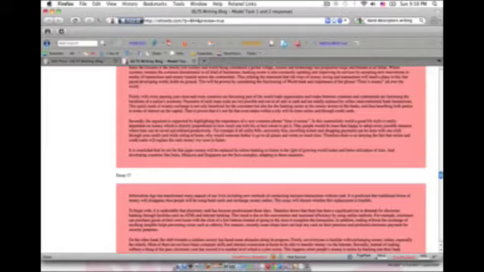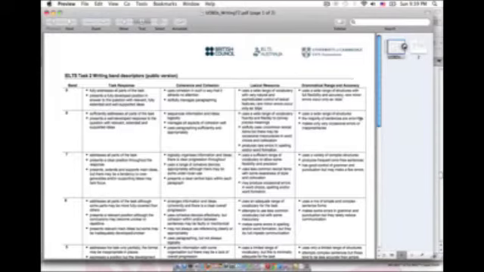Now, before we get down to analyzing the essays themselves, I just wanted to explain how I went about gauging the quality of the essays. I graded all essays using the IELTS writing band descriptors, which is this file here. And this file is available from IELTS.org. I will post a link to it from this blog post as well. So let's take a look at the band descriptors together.